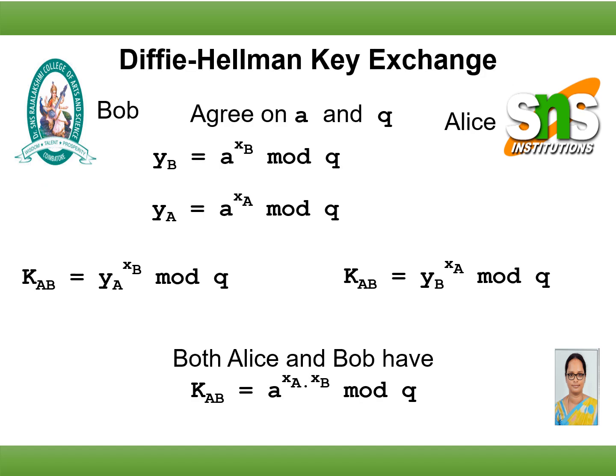So here we have two people, Alice and Bob. Alice and Bob agree on A and Q. Here both of them use a public and private key. If they use YB, we have to use A power XB mod Q, and for YA, they have to use A power XA mod Q. So here we use that computation, and both Alice and Bob have KAB equals A power XA into XB mod Q.